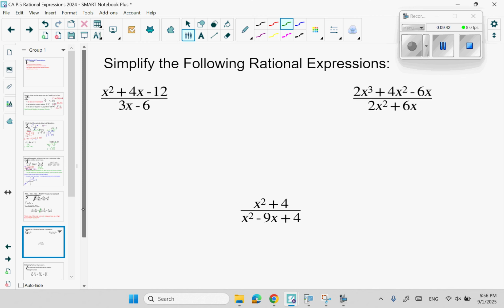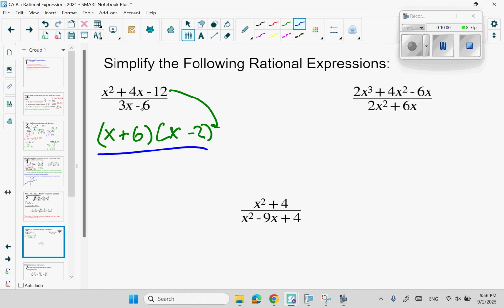Okay, so simplify the following expressions. Let's factor everything. First, let's factor the numerator. What multiplies to negative 12 that adds to positive 4? That sounds like x plus 6 and x minus 2. And then let's factor my denominator. I have two terms, a binomial, so I can factor out a monomial term. I'm just going to divide them both by 3. So I would get x minus 2 as well. And the x minus 2's cancel, so we would get x plus 6 over 3 as the simplification.